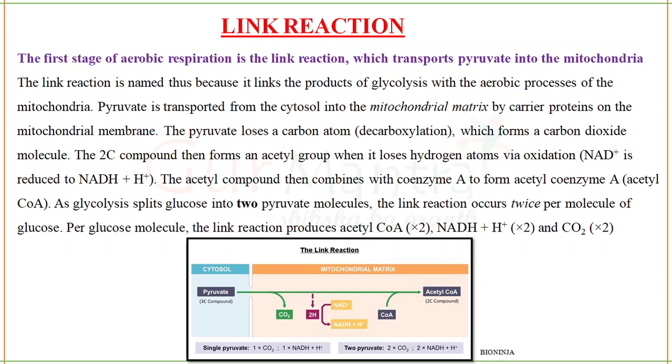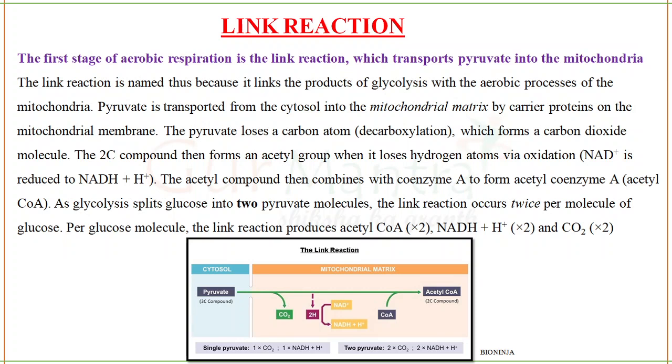So I hope you understand that in the link reaction 3 steps are happening. The first step is decarboxylation, which means carbon dioxide is removed. Second, NADH is produced, and third, coenzyme A combines with the acetyl group to form acetyl-CoA, a 2-carbon compound. So pyruvate, a 3-carbon compound, travels from the cytosol to the mitochondrial matrix using transporter proteins, and there it loses one carbon dioxide and NADH is produced. The product combines with coenzyme A, and finally you get acetyl-CoA, a 2-carbon compound.